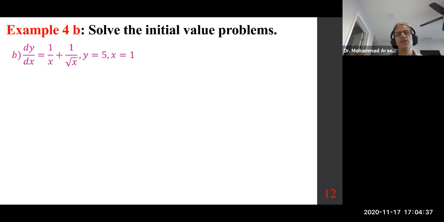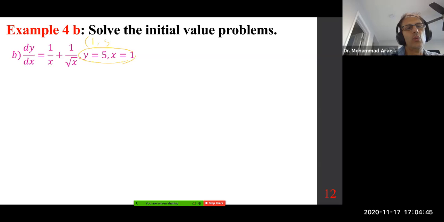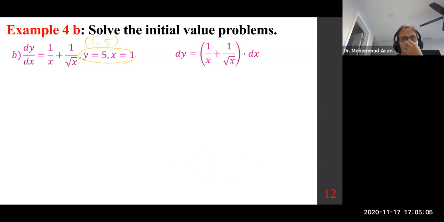All right, continuing with these thoughts, first of all, this refers to the pair 1, 5. And by the way, it's not necessarily an initial value problem, because an initial value problem normally refers to x being 0. So it's just a boundary problem, if you will. But for now, let's do the integration as follows. dy is the right side times dx. Integration will give us y, or f of x, equals the integral of the right side.